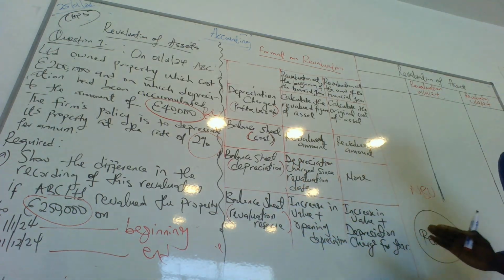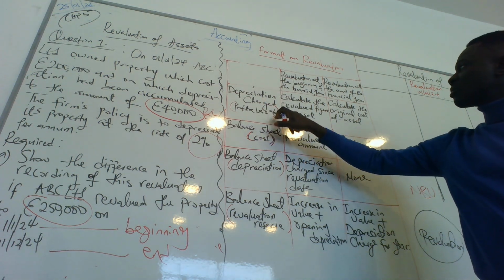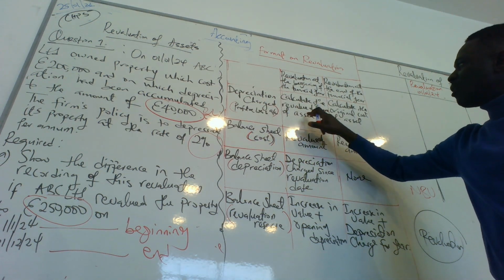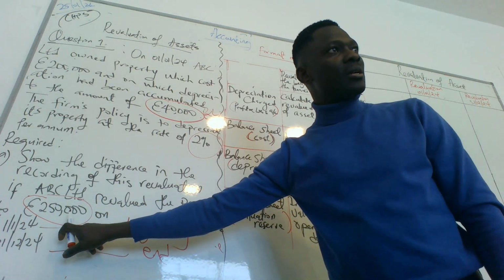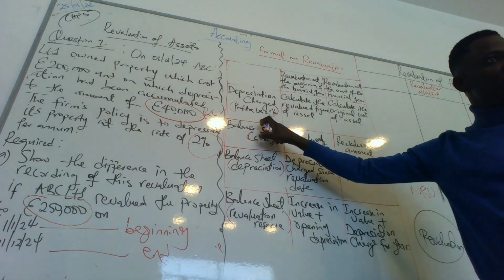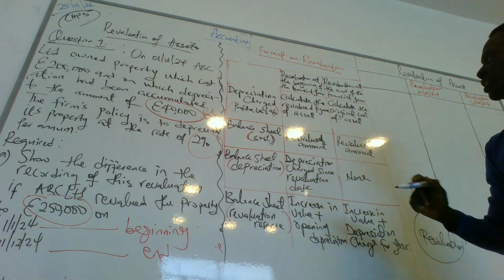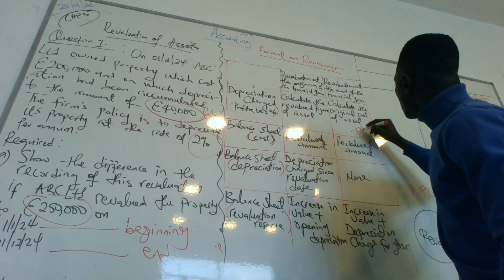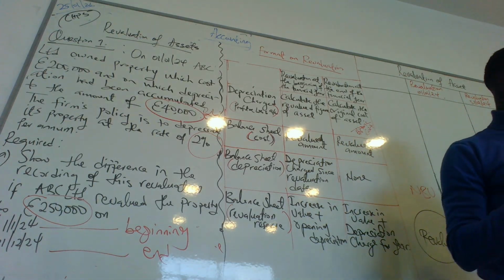Any question up to now? Good. The depreciation charge goes to the profit and loss account. Calculate the value figure of the asset. The value figure of the asset is what? 250,000. At the beginning of the year, we calculate the revalued figure for depreciation. At the end of the year, we calculate the original cost, which is historic cost. Are you getting what I'm doing here, please?